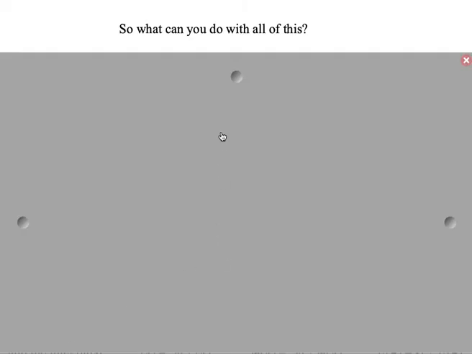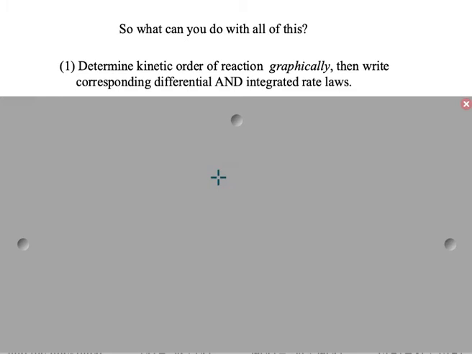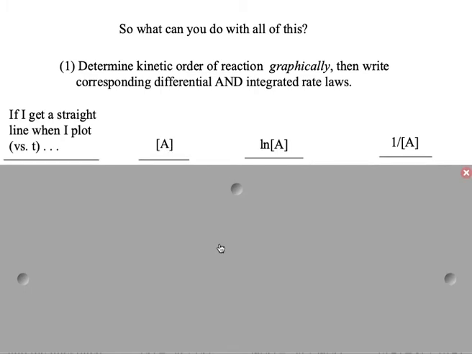So, what can we do with all of this? You can determine the kinetic order of the reaction graphically, and then once you've determined the order, zero, first or second, then you can simply write the corresponding differential and integrated rate laws. So, here's how the graphical method works.